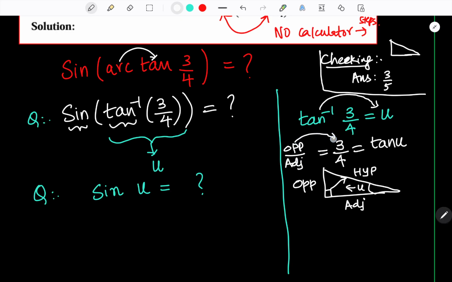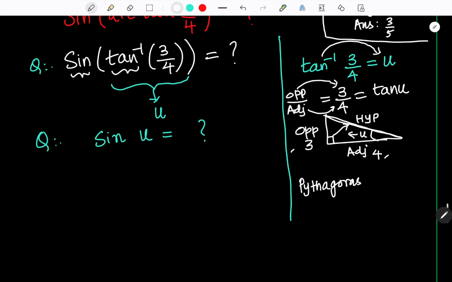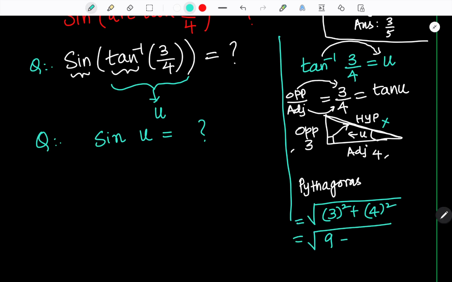So what is your opposite side, which is 3? What is your adjacent side, which is 4, right? So 3 is ready, 4 is ready. So we need to find this biggest side using Pythagoras theorem, right? You know Pythagoras theorem, right? In Pythagoras theorem, if you want to find the big side, you're going to add, remember? So it is square root of 3 square plus 4 square, which is square root of 9 plus 16, or directly you can put it in the calculator, which is equal to square root of 25, which is 5. So this is going to become 5.